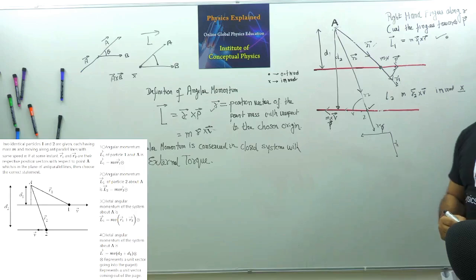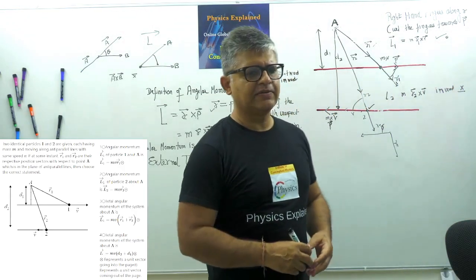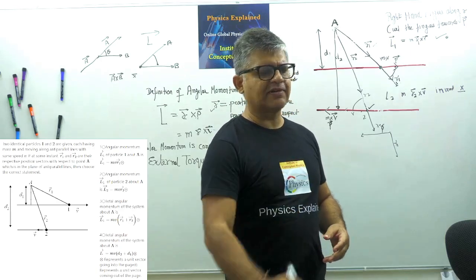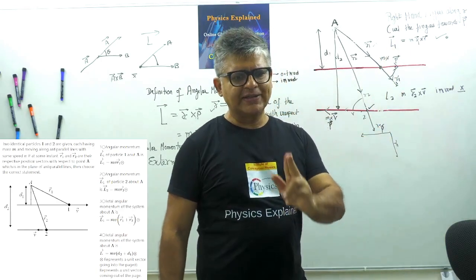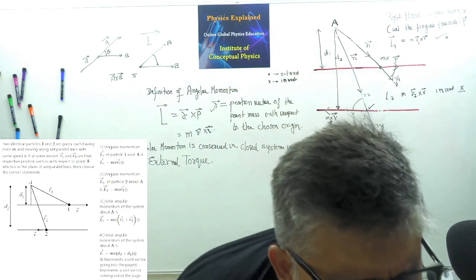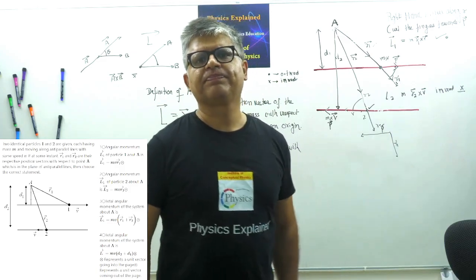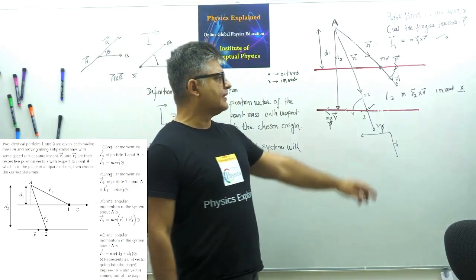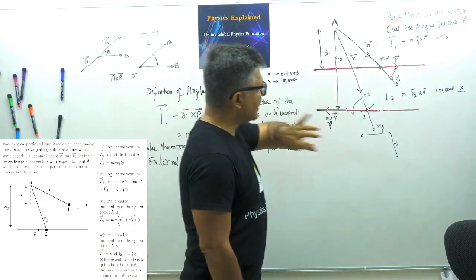If I have to find the resultant angular momentum of the system, so choice number A, if you notice, is correct. The choice number 2 has a dot given for the A also, which is wrong. The direction of angular momentum for body 2 is inward.